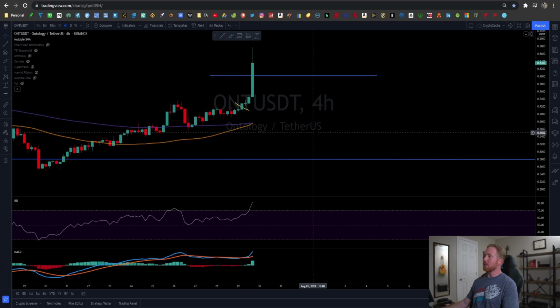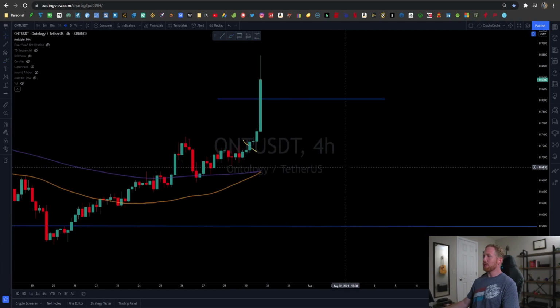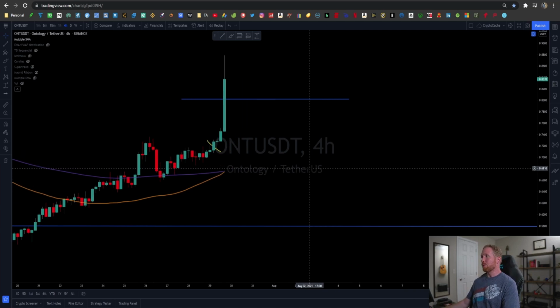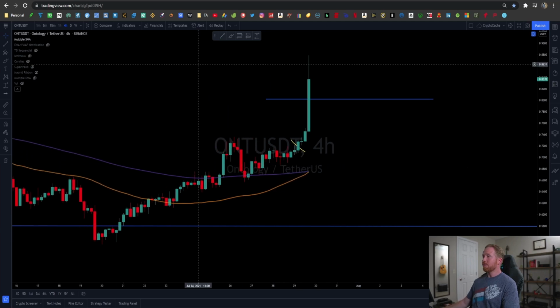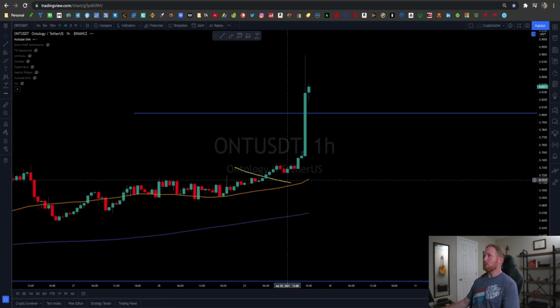Because I like to mark that to kind of show how that transcribes over to the 1-hour chart, because I like to look at the Ishimoku cloud, kind of see where we're at with that, with the price being above. So here we are. We got the 4-hour chart. Let's go ahead and switch on over to the 1-hour.